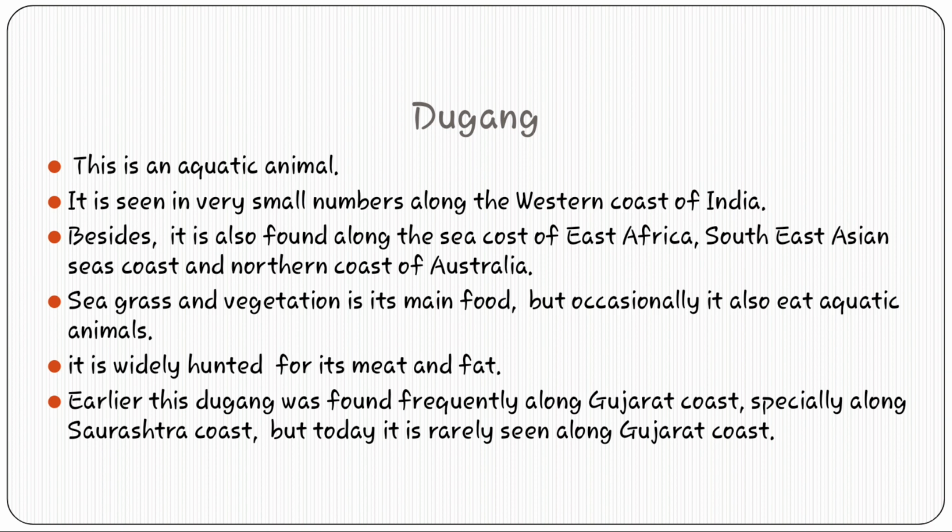It has a very high fat content in its body, and this fat is used for making medicines, especially in fish. It is one type of fish. Its fat is used for making cod liver oil. So this fat is very costly. We are not able to see this now. Normally, it is rarely seen on the Gujarat coast. With this, we come to the end of this chapter.